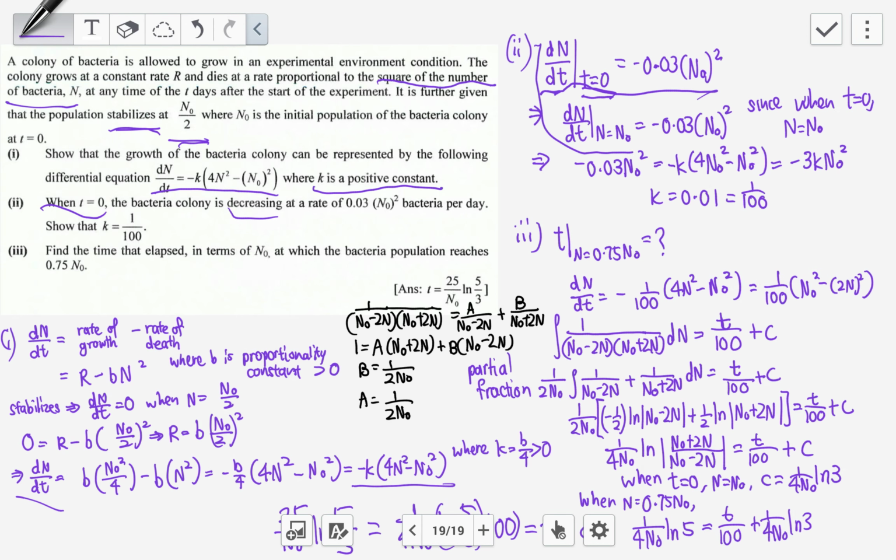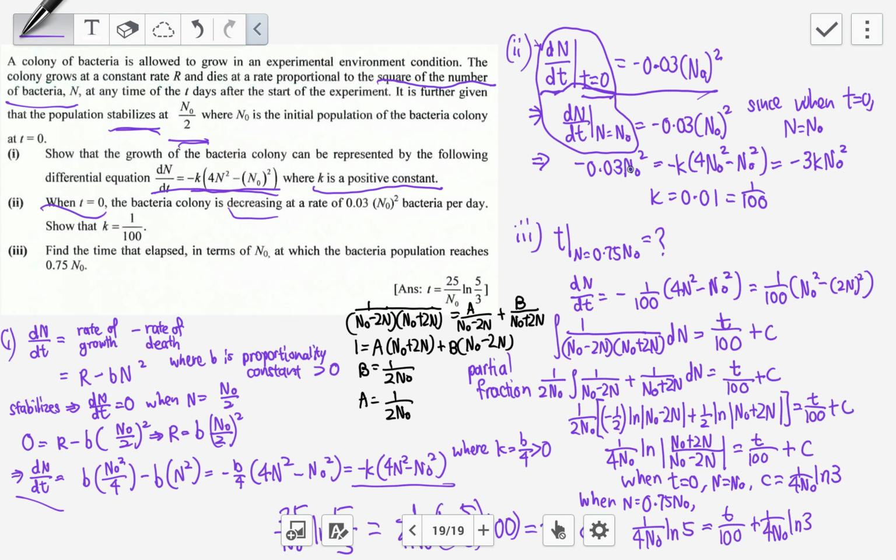Why do I need to convert this into the equivalent? Because I do not know how to substitute. My dn/dt is in this form, and I don't know how to substitute t equals 0 directly into it. So I find n when t equals 0, which is n0, and then I substitute this n equals n0 into it.